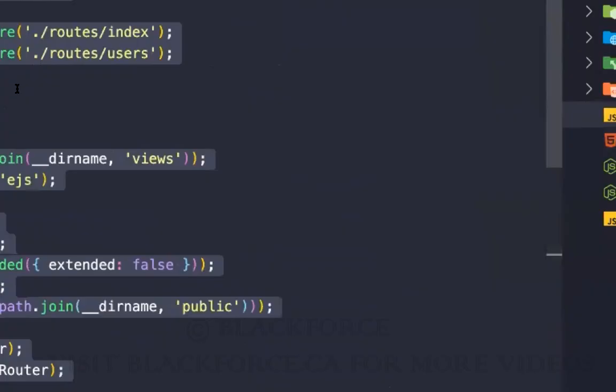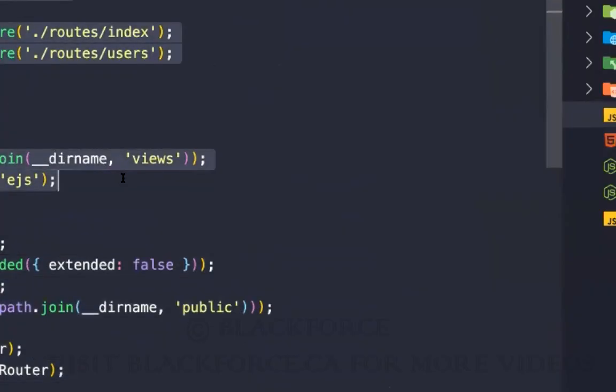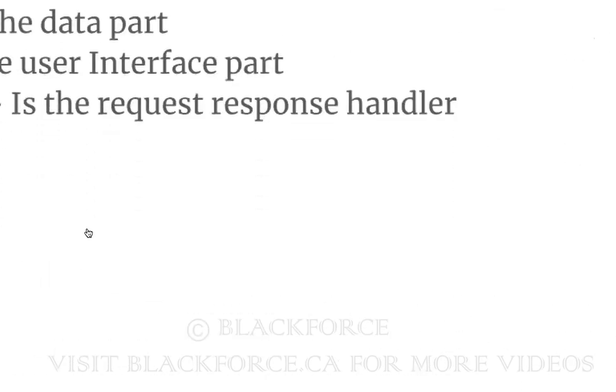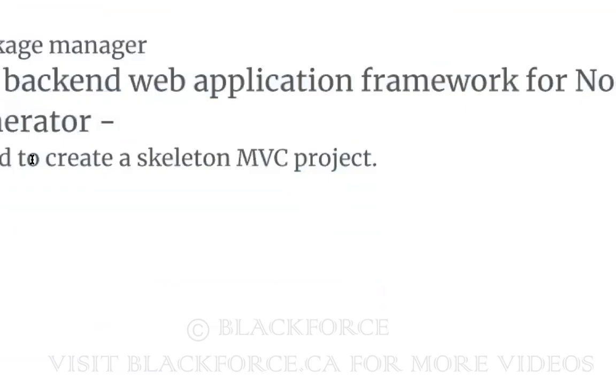Imagine I have 10 applications to build, and I know my setup is always going to be the same. It's going to be tiring to keep writing this over and over. So there are tools that generate all these folders for you, because this is the framework we are going to use. One of those tools, the tool I use, is called Express Generator. Express is a tool to create a skeleton MVC project.